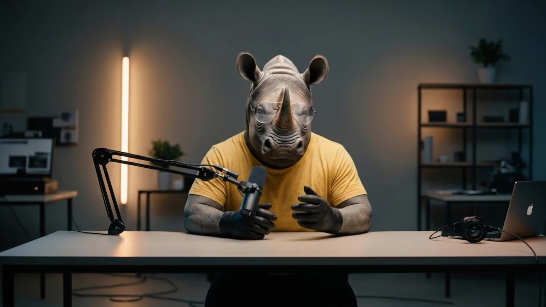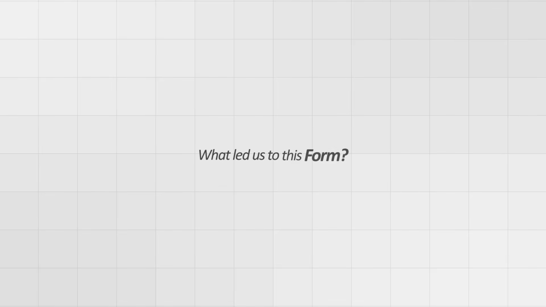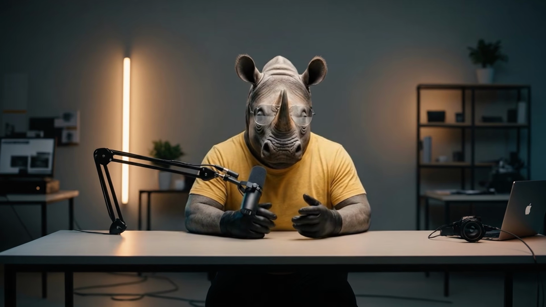It became the starting point of a new direction in my design and modeling process. So the key question is, how did we end up with this final form? To answer that, we need to go back to the concept and ideation stage.